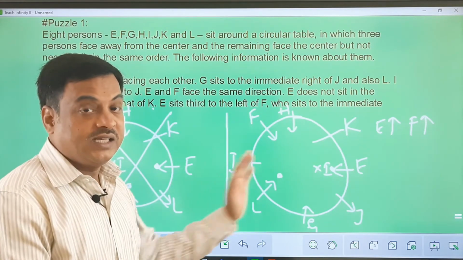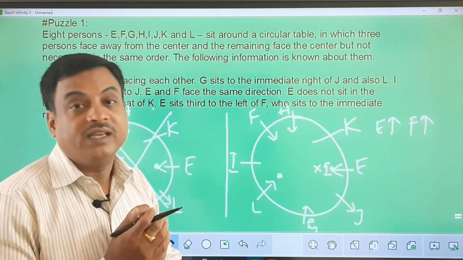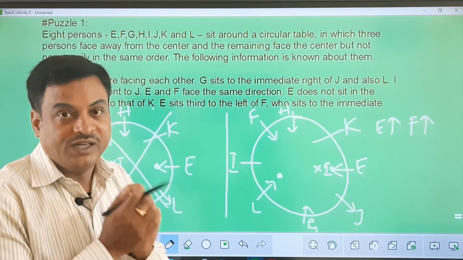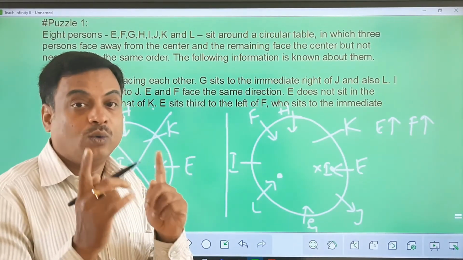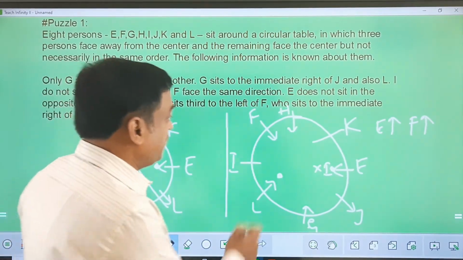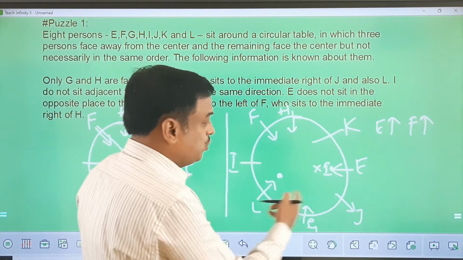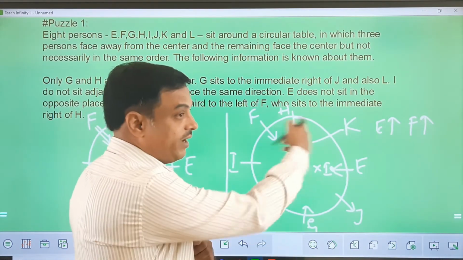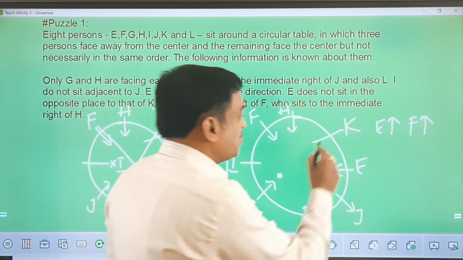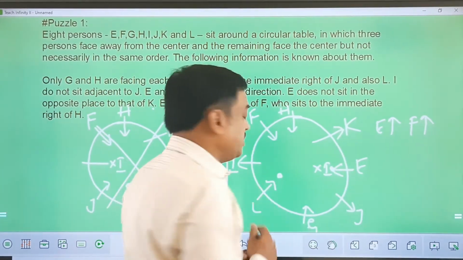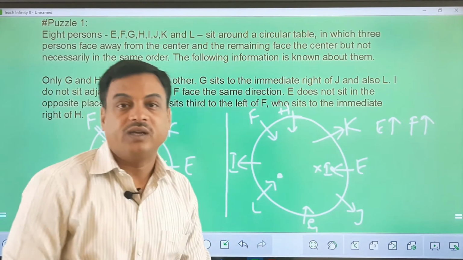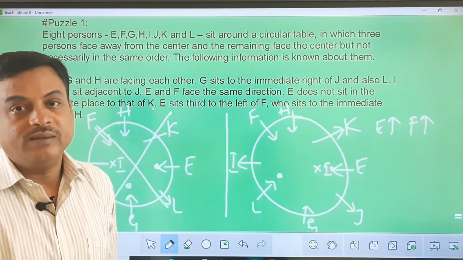Now finally, is this my final outcome? One small thing we have to finish it here. What is that? 3 people are only facing away to the center. So if you see, rest of the 5 have to face the center. So 1, 2, 3, 4, 5. Already 5 people are facing the center. So remaining all have to face away to the center. So that is my final figure, which I got by the puzzle.